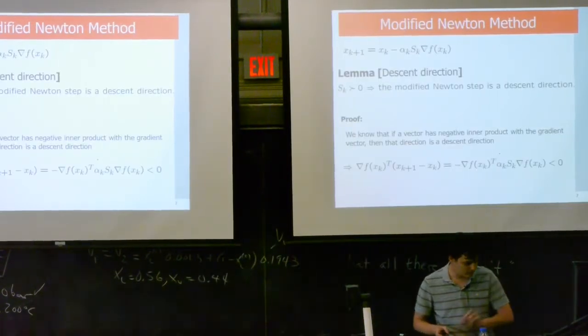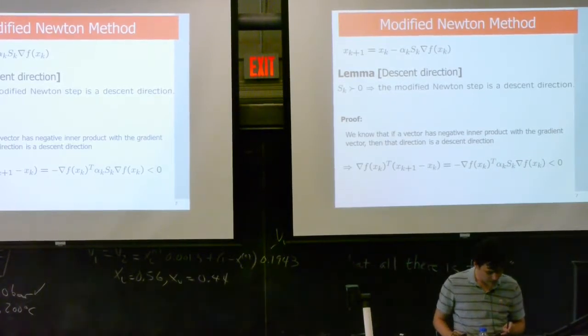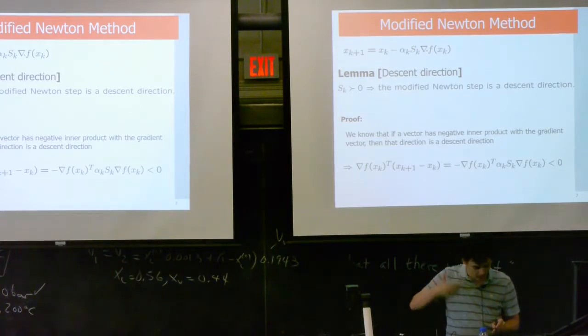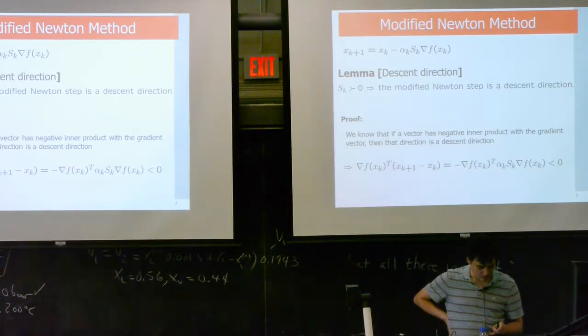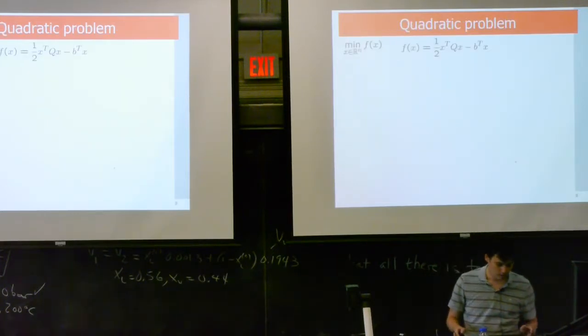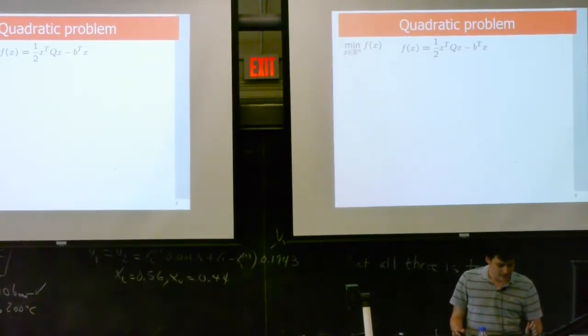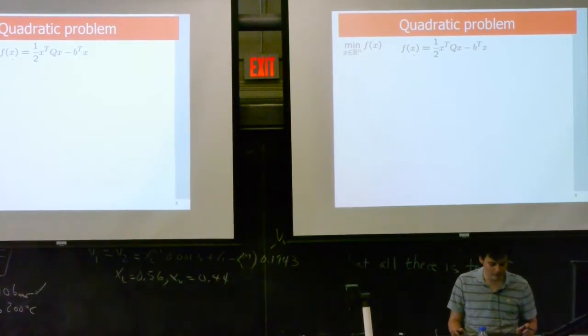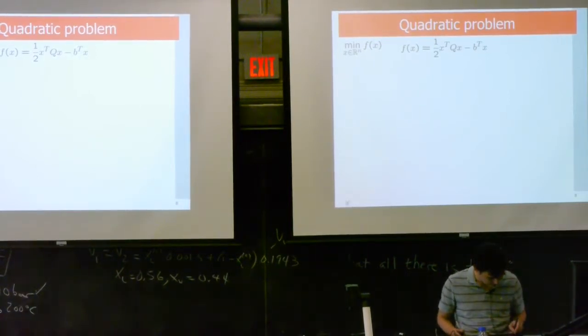Okay, and the proof is very simple. So this is the gradient. What x_{k+1} minus x_k is, is minus alpha_k S_k times the gradient of f at x_k. And now because S_k is positive definite and alpha_k is non-negative, this expression will be negative. Okay, so let's discuss this update rule for quadratic problems first. We have the same quadratic problem. This is f of x.